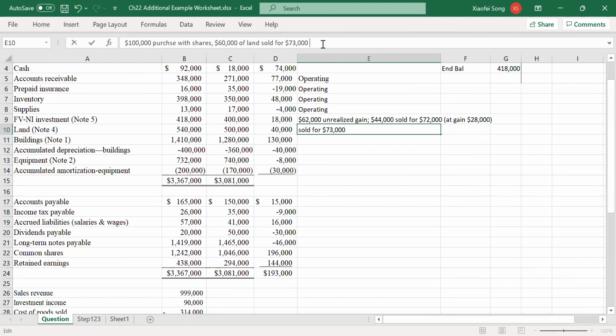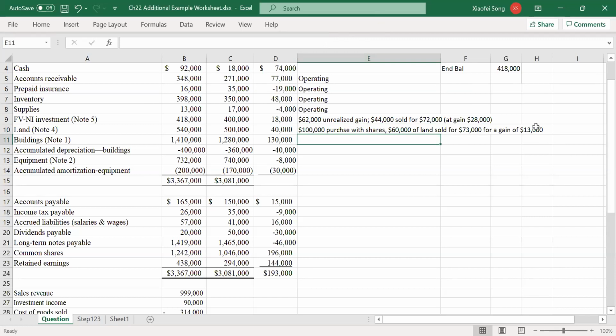And for a gain of 13,000. So the adjustment we need to make is that 13,000 should be removed from the operating activity part to convert income to operating cash flow, and the 73 should be included in investing cash inflow. 100,000 is in the note because it's a non-cash financing operating activity.